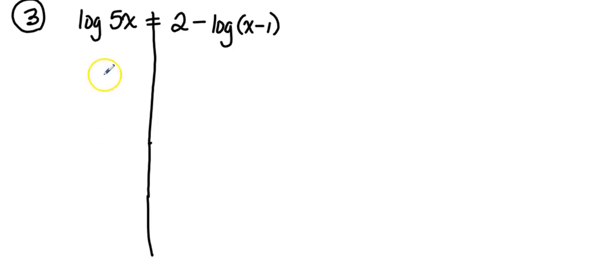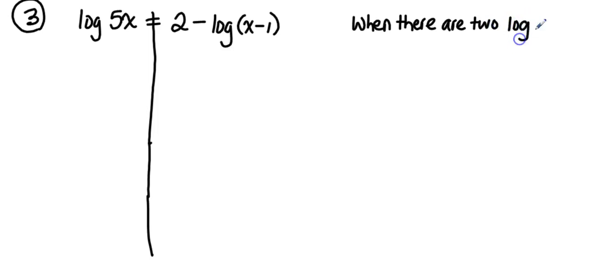Now, we are entering a situation where we have logs on both sides, but notice we have 2 minus this. So let's make a little note off to the side. When there are 2 log terms and a non-log term, what would our non-log term be here? Looking at that 2, that's our non-log term.